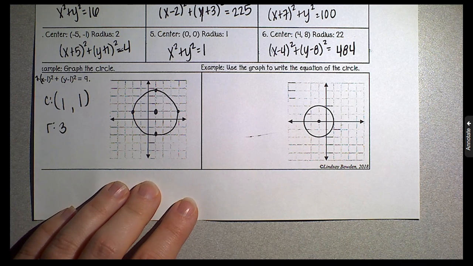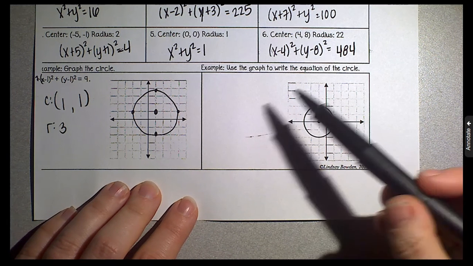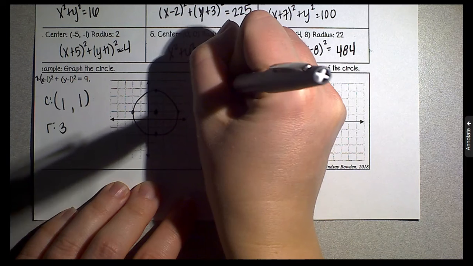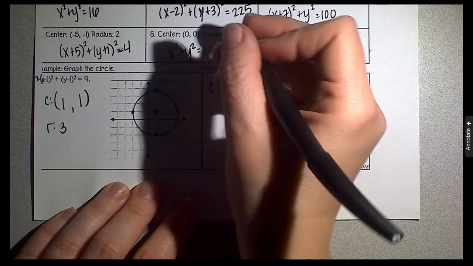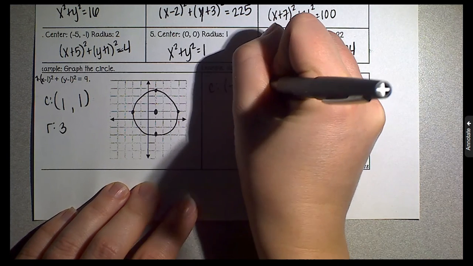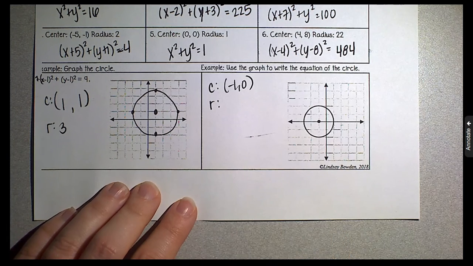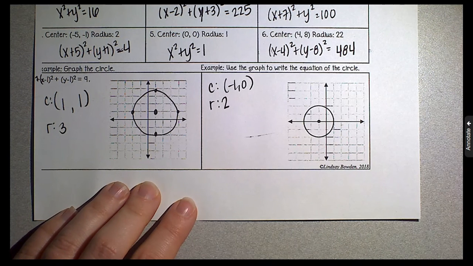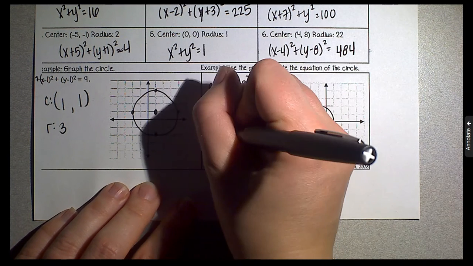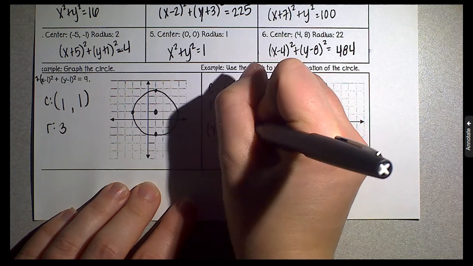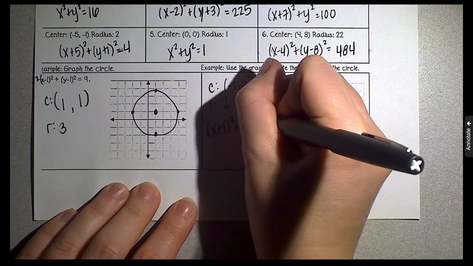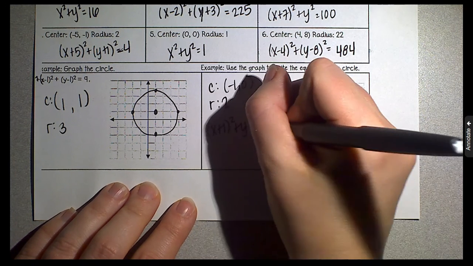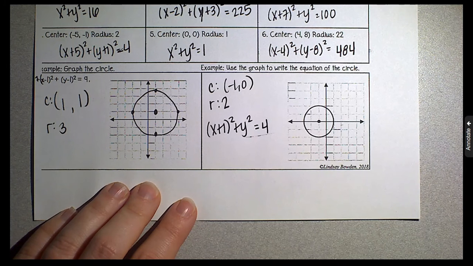And last but not least, just like we've been doing, it asks us to write the equation of the circle based on this graph. From this graph, we can get some information. What is the center? You just look, and the center is -1, 0. What is the radius? I can just count out from the center, and the radius looks like it's 2. And then what is my equation? It would be x plus 1 squared plus, we'll just write y squared, because k is 0. And that's going to equal r squared, which is 4.